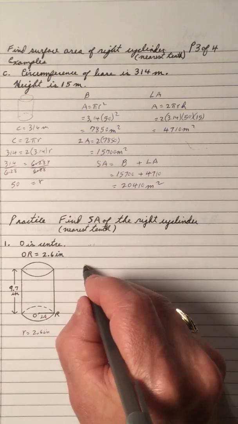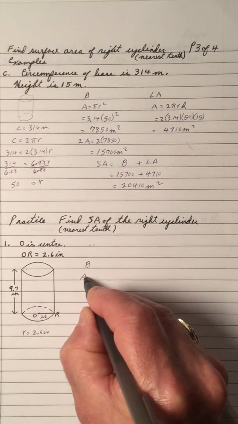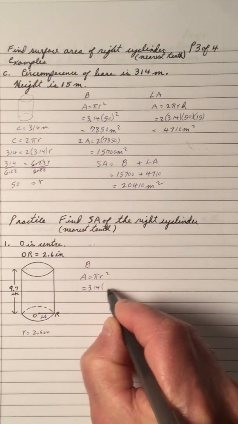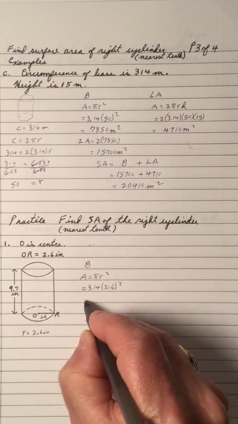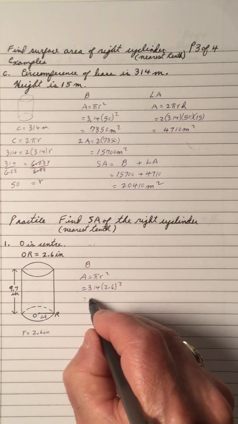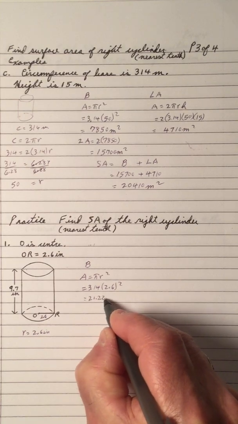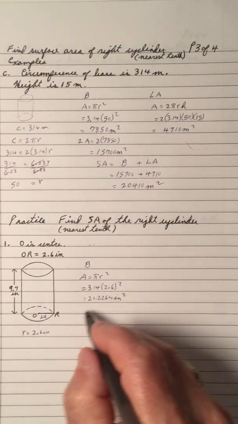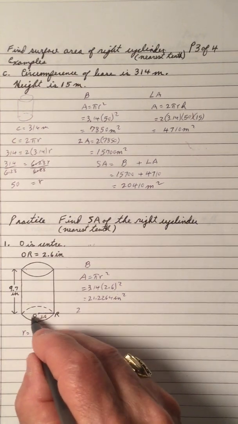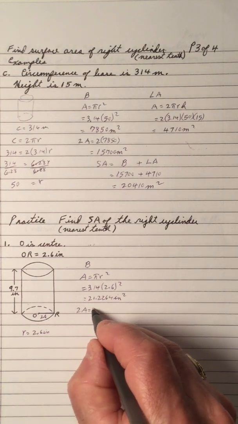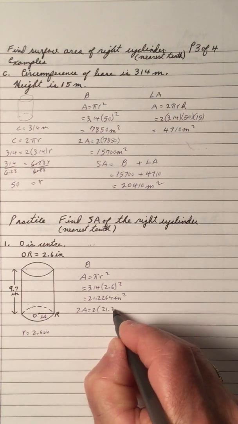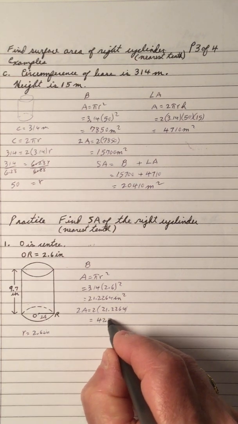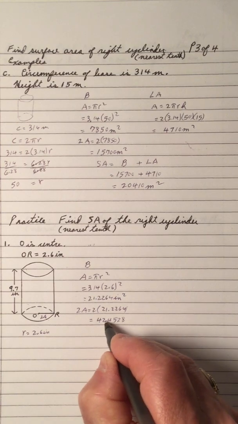So let's get the base area. The base area is a circle, and so it's 3.14 times 2.6 squared. When you work that out with a calculator, you get 21.2264, and it's square inches because it's 2 dimensions. And we've got two circles, one on the bottom and one on the top, so we'll double that. 2 times 21.2264 gives us 42.4528.